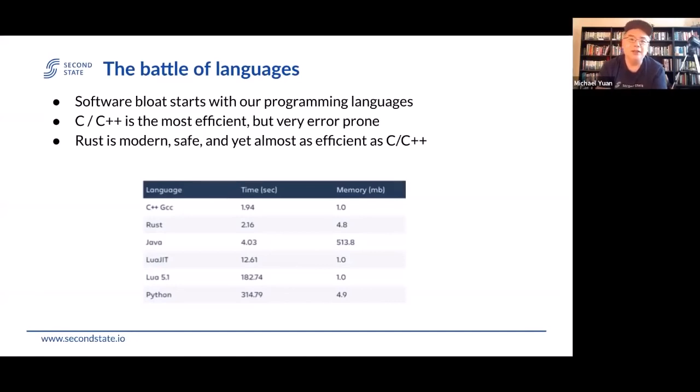And here's a table of the performance of different languages in terms of execution time and the memory it takes for the runtime. You see some languages, like Python, are very, very slow, and Java takes a huge amount of memory at runtime. C and C++ can probably be used as a benchmark. They are small and efficient. And what's the second comp? It's Rust. Rust is a very popular programming language.